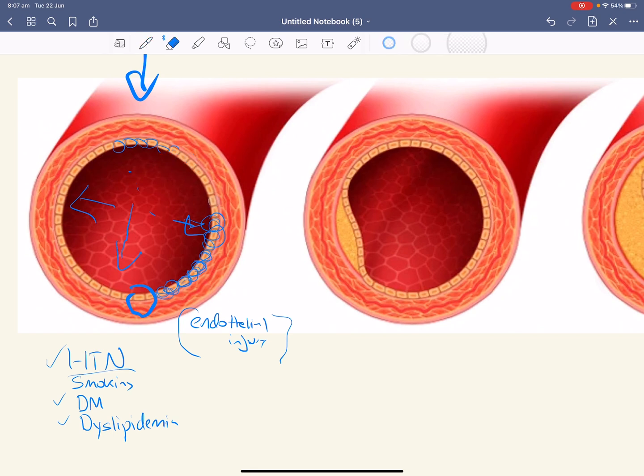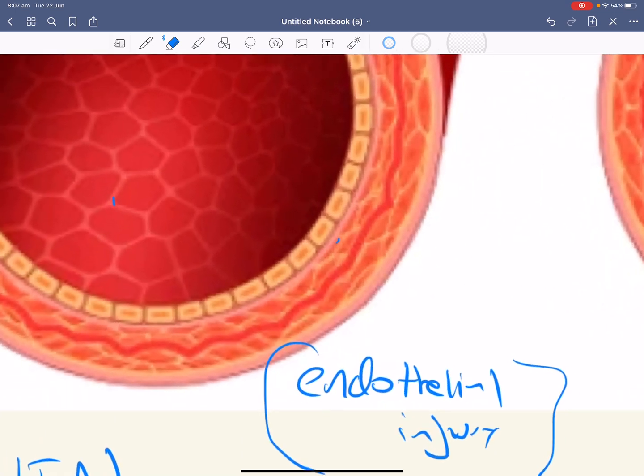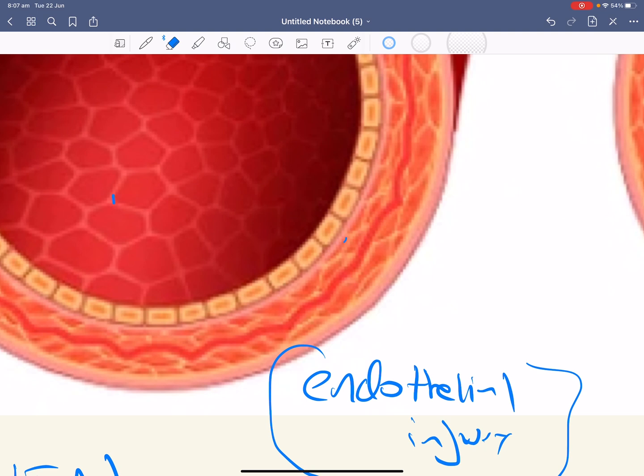So how do we go from the injury into the fatty streak? Okay, so I'm going to remove this stuff up and zoom in. Let's assume that we have an injury to the blood vessels. So we have endothelial injury, which means that they're more prone to have things sticking to them.